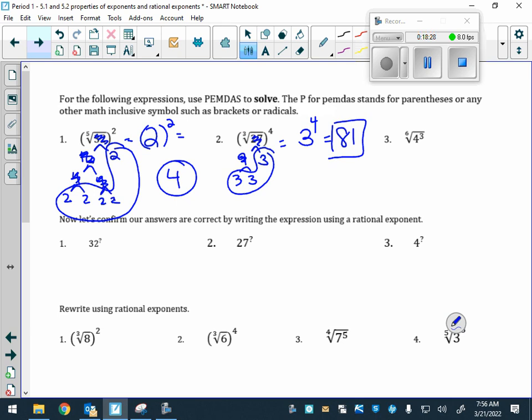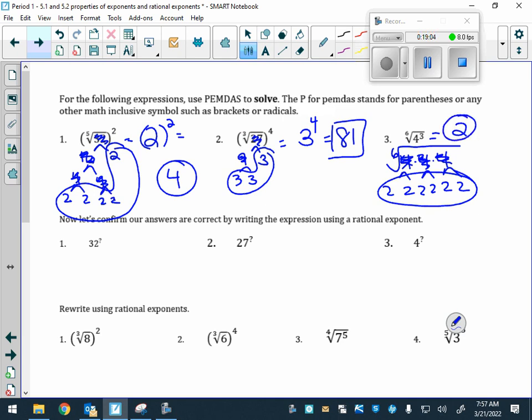4 cubed, how many 4s do we have? Then if it's cubed, 3. Okay? So if I expand this out, 4 times 4 times 4. How many of a kind am I looking for? 6. Okay? Do I have 6 2s? Yeah. Okay. So this equals 2. We took care of that exponent already.